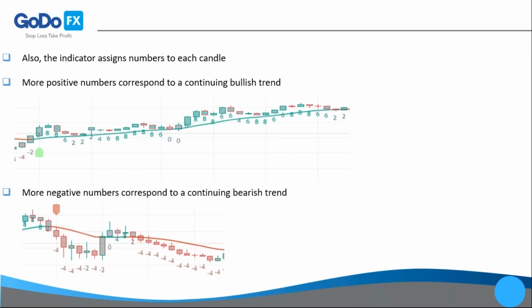Also, the indicator assigns numbers to each candle. More positive numbers correspond to a continuing bullish trend, whereas more negative numbers correspond to a continuing bearish trend. You can see them clearly in the figures I illustrated, the first one displaying more positive numbers and the second one displaying more negative ones. And you can also notice the color of the moving average being green in the first one, red in the second. Also, the AI gave us a buy signal in the first one and a sell signal for the second one.